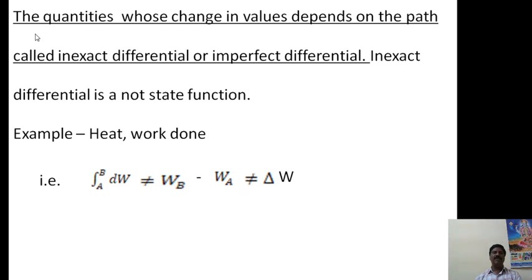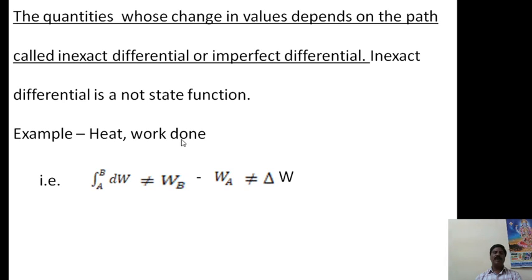Therefore we say that the quantities whose change in values depends on the path are called inexact differentials or imperfect differentials. Inexact differentials are not state functions. An example for this is heat. Heat is nothing but going from one place to another, and in between the value is changing. Therefore, it does not depend only on the initial and final state, but also on the in-between process. Heat will be changing, it may be high in the center, it may be low.